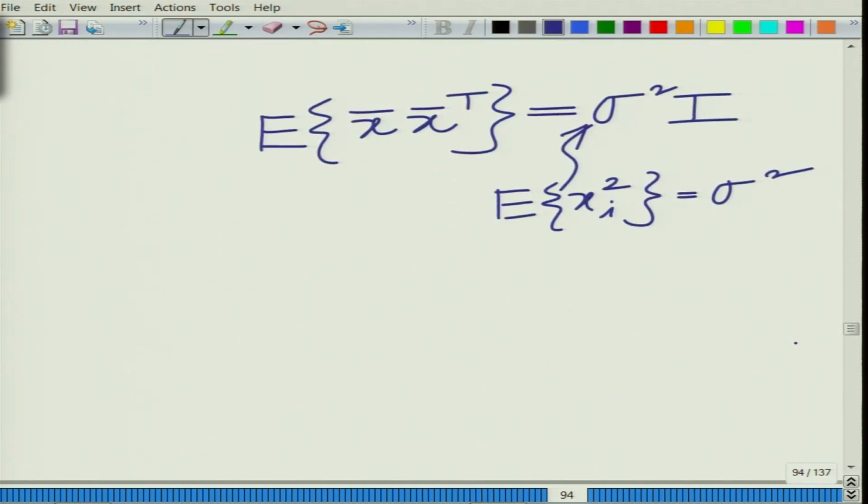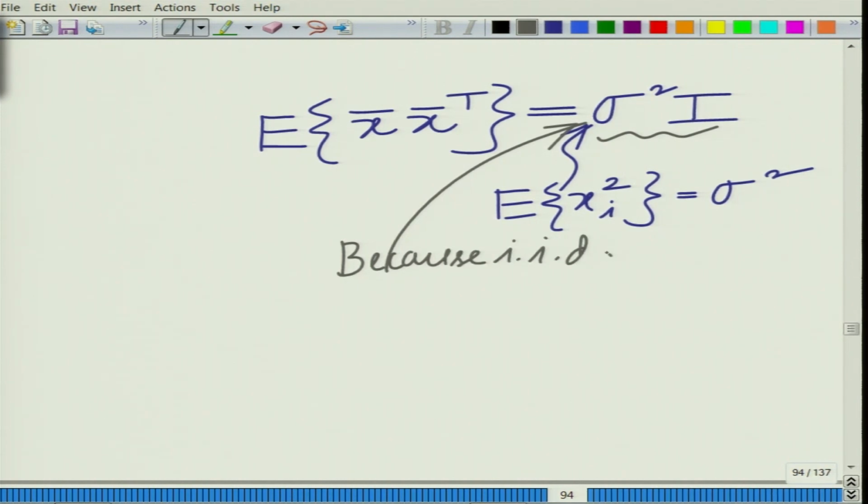Okay. So, we start with this. Because these are i.i.d., the covariance matrix is diagonal, and in fact it is also proportional to identity, some sigma square times identity, where sigma square is the variance of each component of the vector x bar.